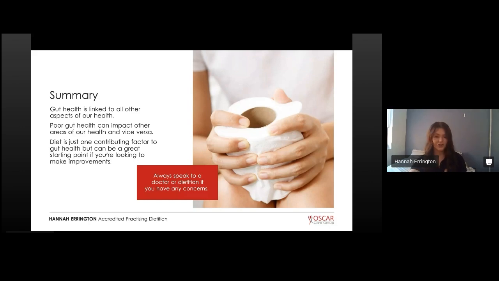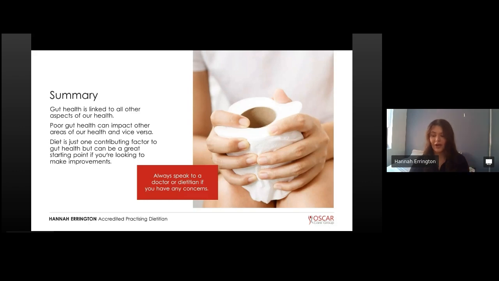Diet is just one contributing factor to your gut health, but it's a really great starting point if you're looking to make some improvements. It's important to remember some of the symptoms associated with gut health can be signs of other conditions. So always speak to your doctor or dietitian if you are noticing any major changes, particularly with your bowels. Make sure that you are reaching out for assistance.